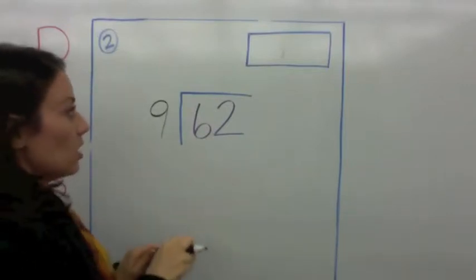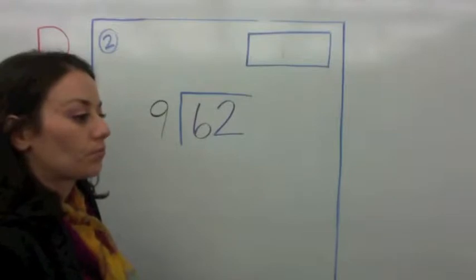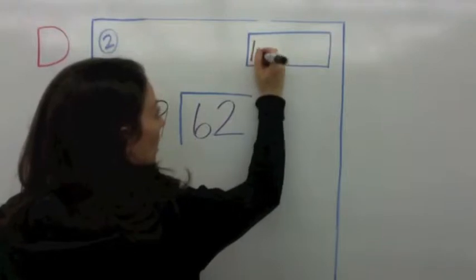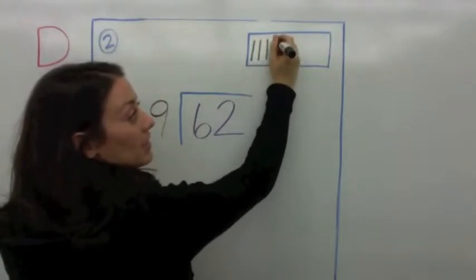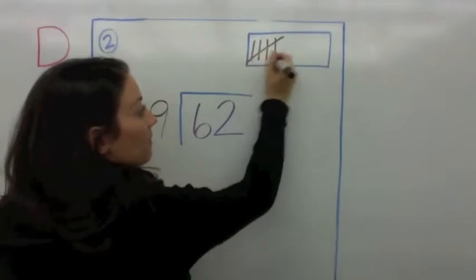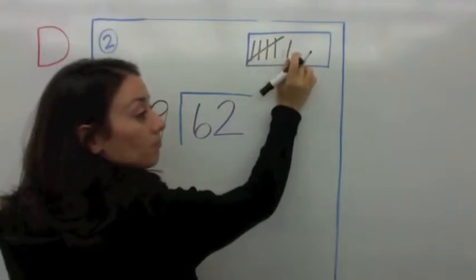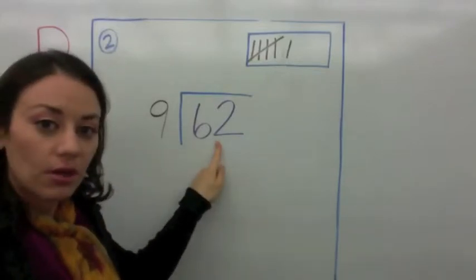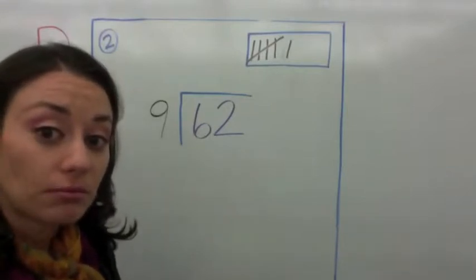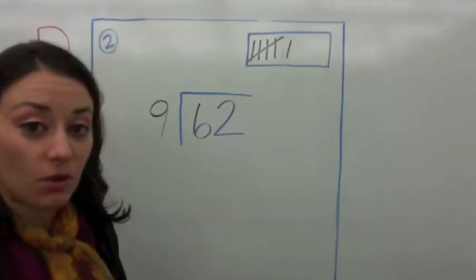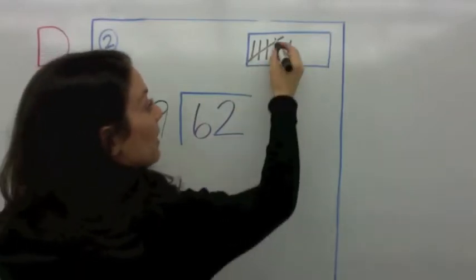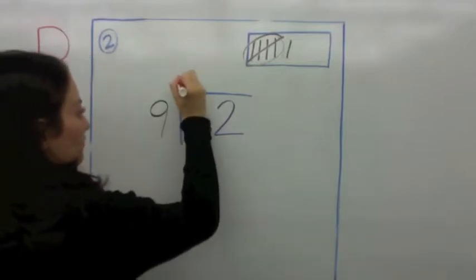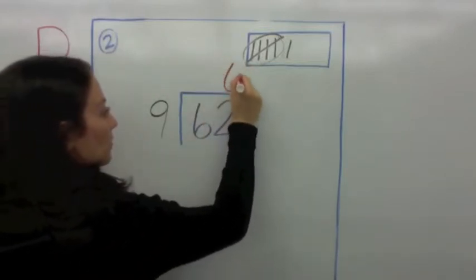Here we go. It's 9, 18, 27, 36, 45, 54, 63, right, but is 63 more than 62? So we're not going to go up to 63. We're only going to go up to 54. So how many tallies here? We have 5 plus 1 more is 6. So the answer would have to be 6.